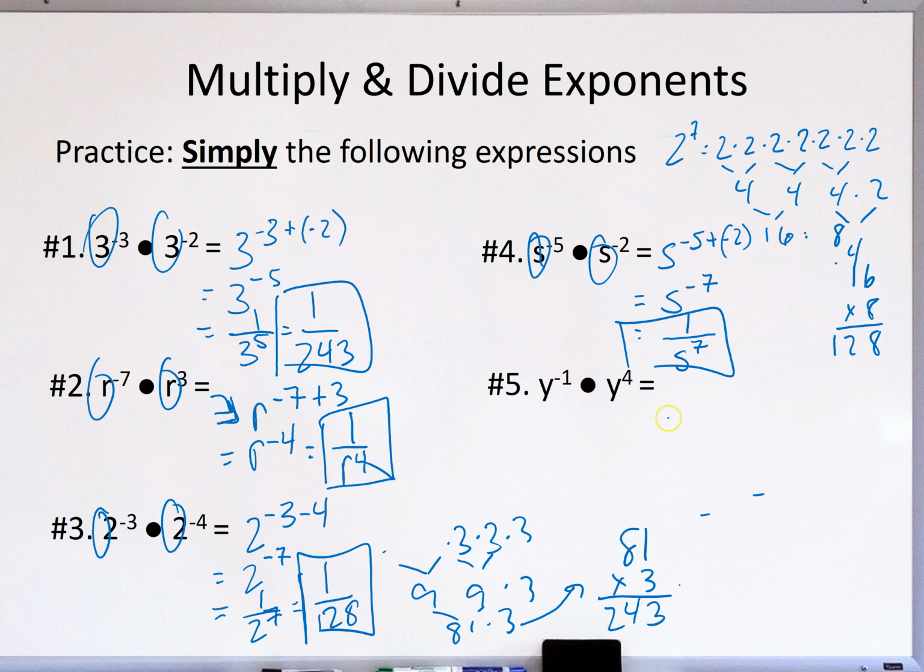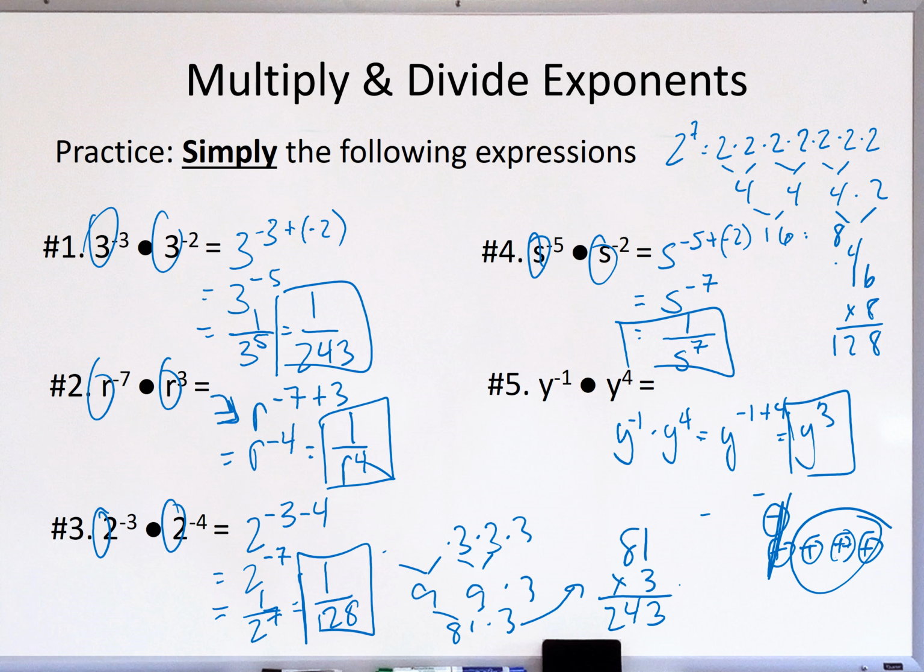All right. And the last one. I want to write it down here. y to the power of negative 1 times y to the power of 4. Same base. Negative 1 plus 4. So I have negative 1 and I have plus 4. So that cancels out. I have left plus 3. y to the power of 3. It's already positive, so no need to move it.